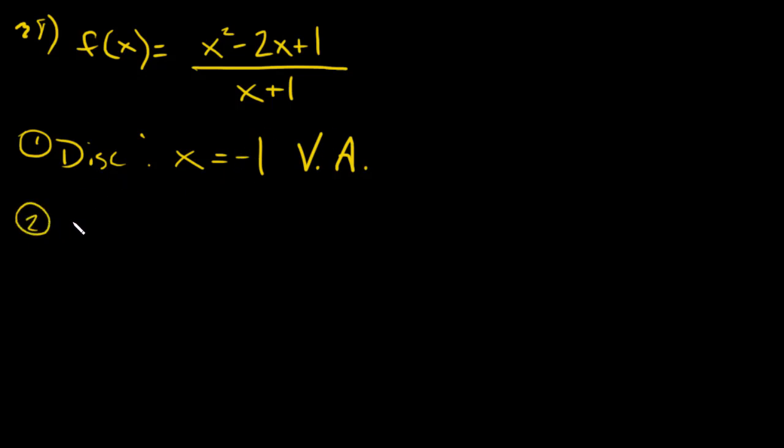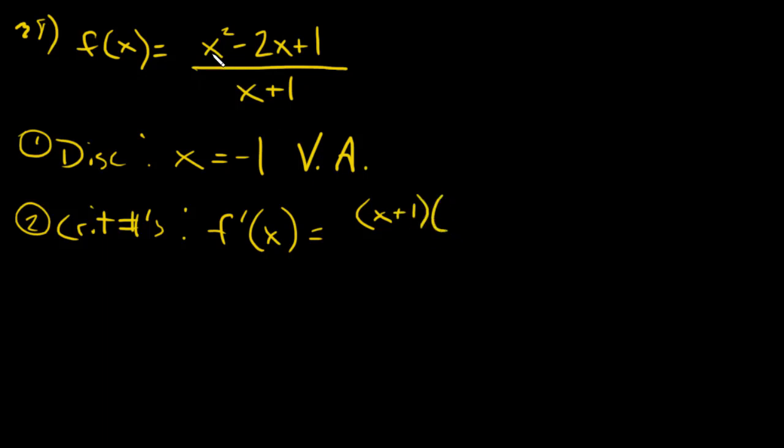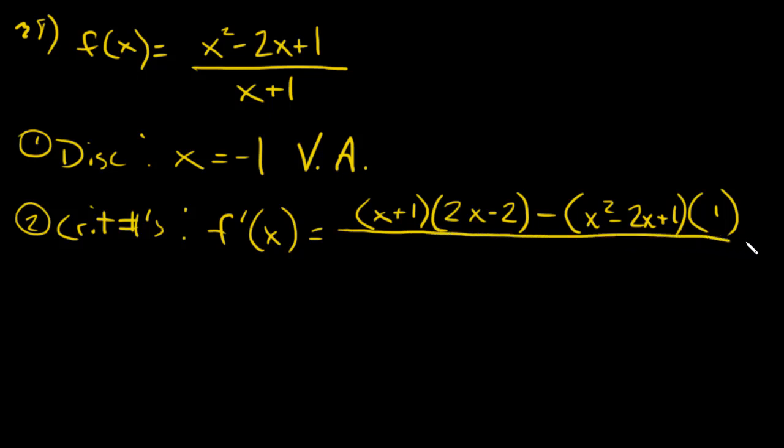So next thing we want to do is find the critical numbers. And what do we need for the critical numbers? Well, we need f prime of x. And f prime of x is not going to be quite as easy since it is a quotient. So we're going to use the quotient rule. So if I try that, I'm going to get f prime of x equals bottom x plus 1 times derivative of the top, 2x minus 2, minus top, x squared minus 2x plus 1 times derivative of the bottom, 1. Alrighty? Put all of that over the bottom squared.